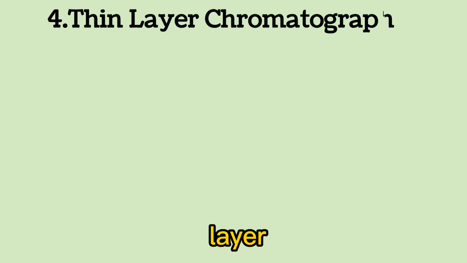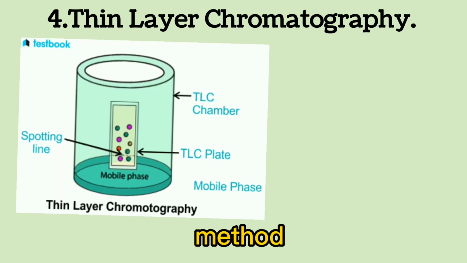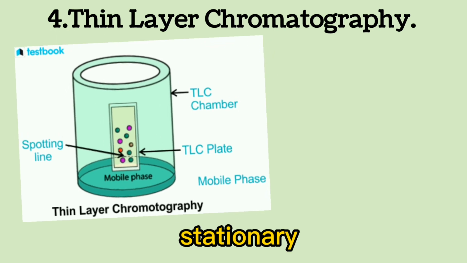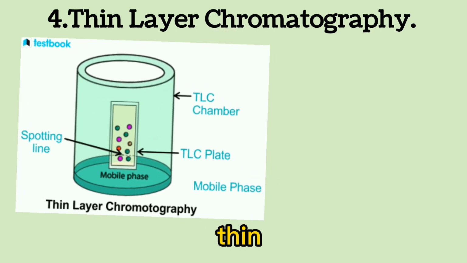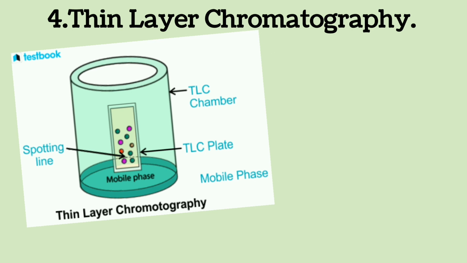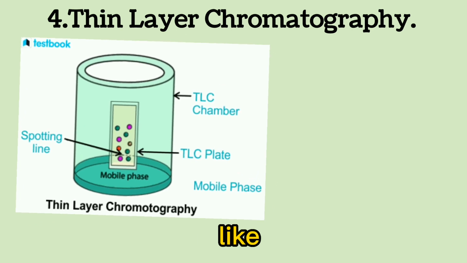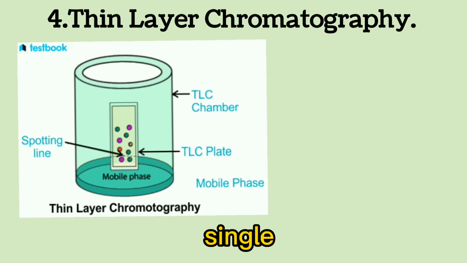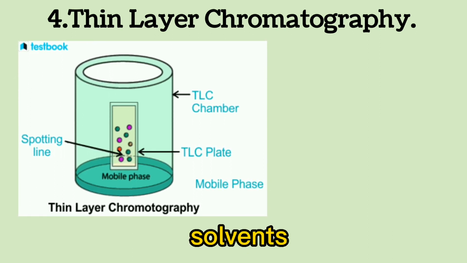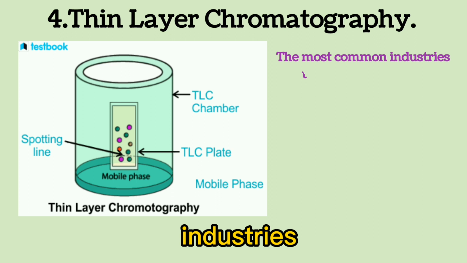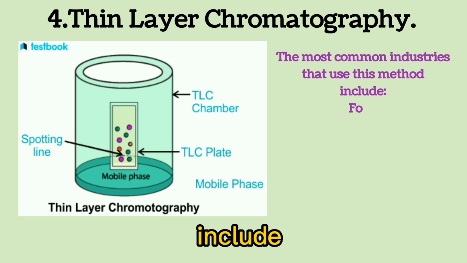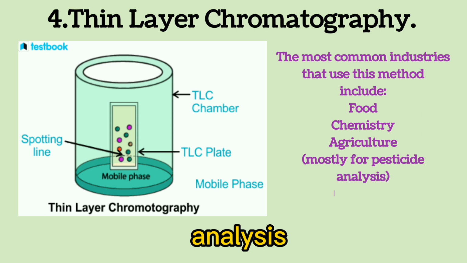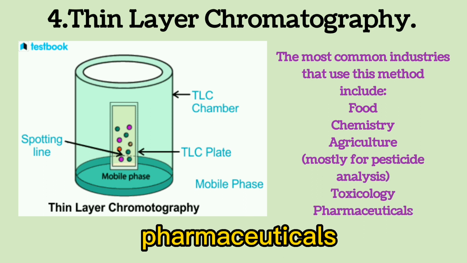4. Thin layer chromatography. With this method, lab technicians use a silica gel or alumina as its stationary phase and coat it onto a thin glass or plastic plate. The mobile phase is like high-performance liquid chromatography, in that it uses either a single solvent or a mixture of solvents. The most common industries that use this method include food chemistry, agriculture, mostly for pesticide analysis, toxicology, pharmaceuticals.